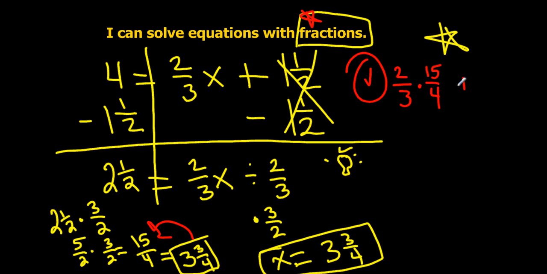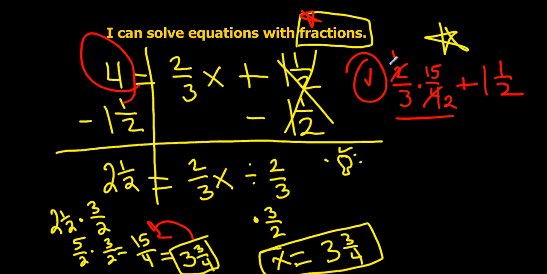And I'm going to add 1 1/2, and if I am a superstar, I will end up with an answer of 4, right? So I go by order of operations this time. I go ahead and multiply. I'm going to reduce my fractions here first by dividing out a 2 from the top and the bottom. Now I multiply across. 1 times 15 is 15, and 3 times 2 is 6.